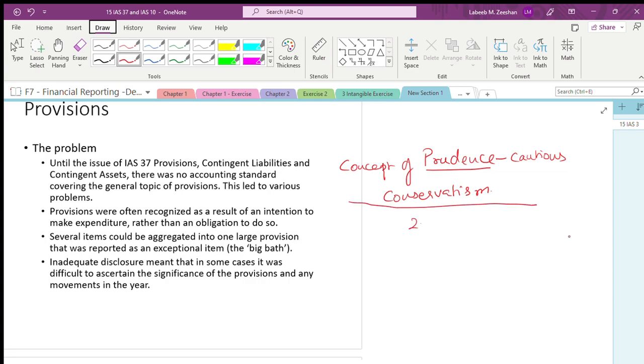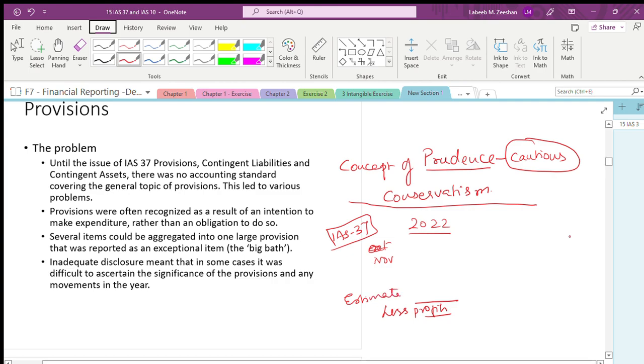you are estimating profits for 2022. You are in the month of November. You will use IAS 37 left, right, and center. Wherever there is a provision, you just put the provision. It is an estimated amount. We are working very cautiously. You will estimate or project less profits.